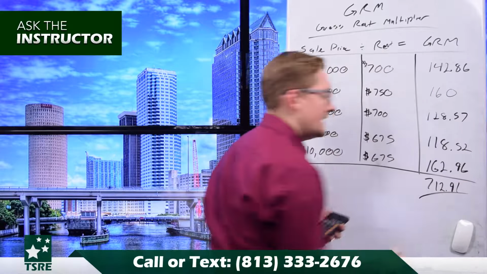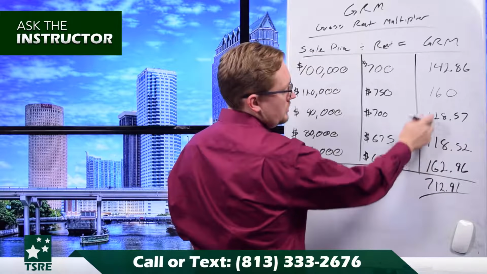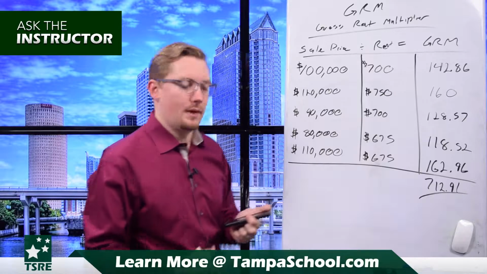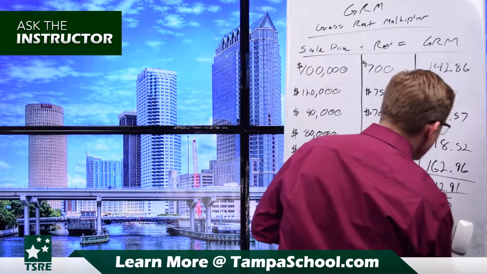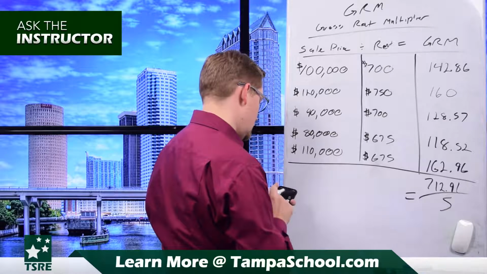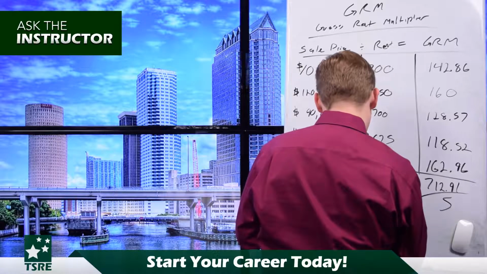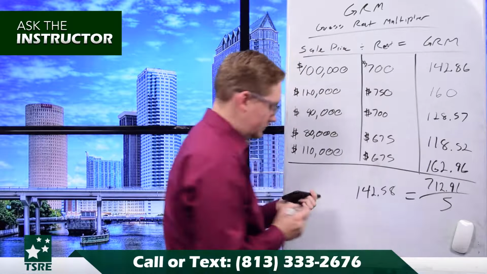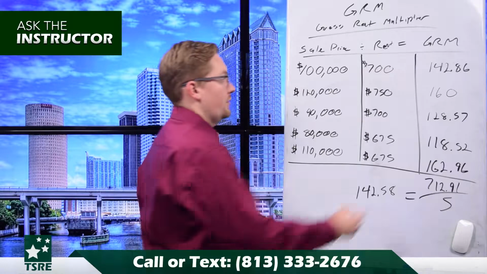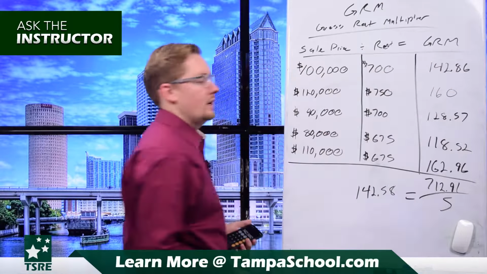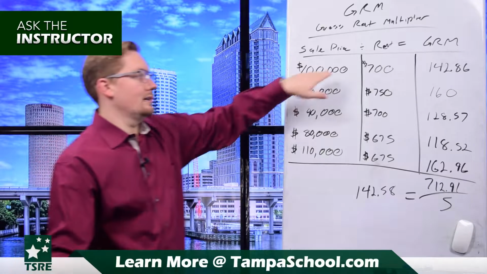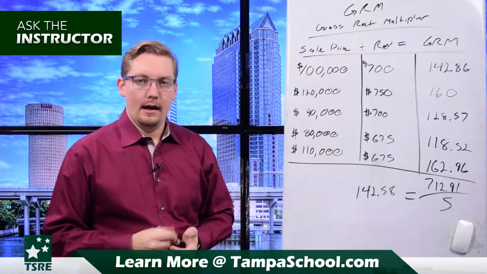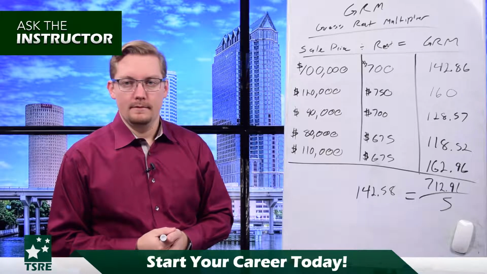And we end up with a total of 712.91, but we're just finding an average out of that, so we're going to divide it by the 1, 2, 3, 4, and 5. There's 5 properties, so we divide this by 5 just to find a regular average. And our average GRM for this market is 142.58. So really, this is our most average rental right here, this $100,000 with $700 in rent.